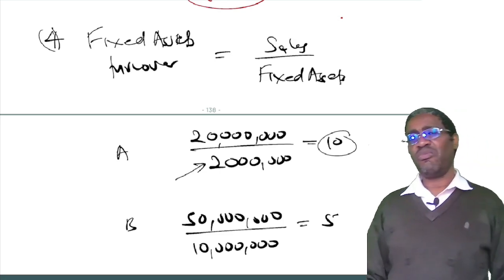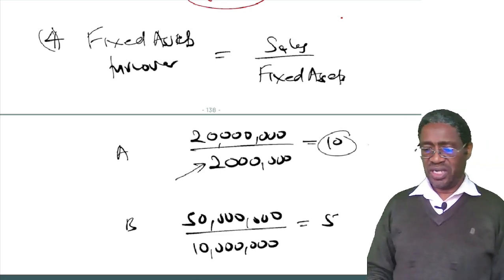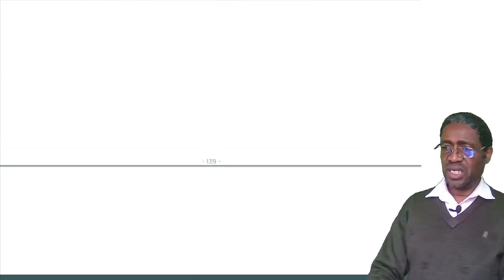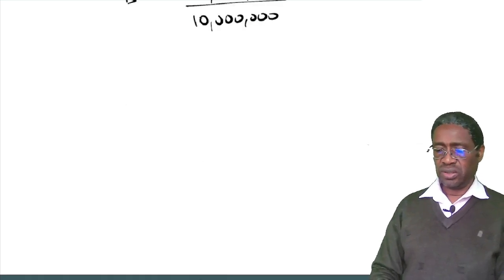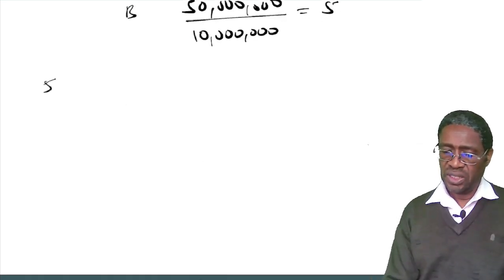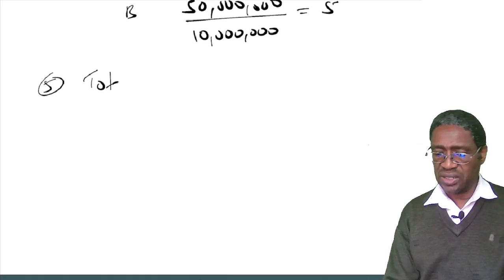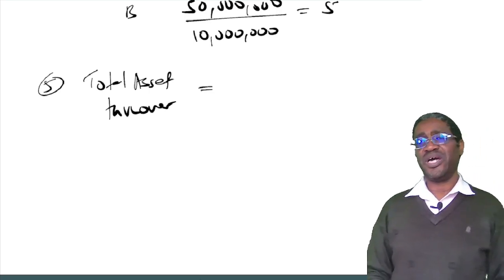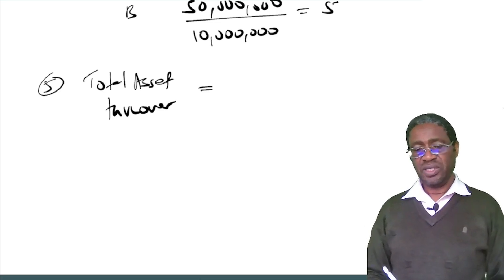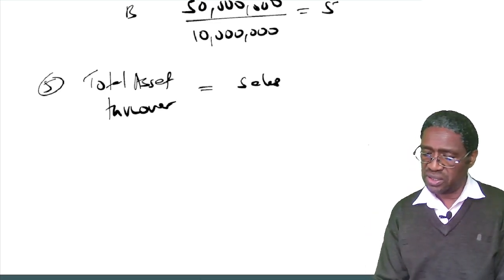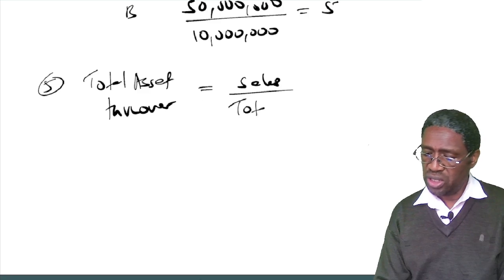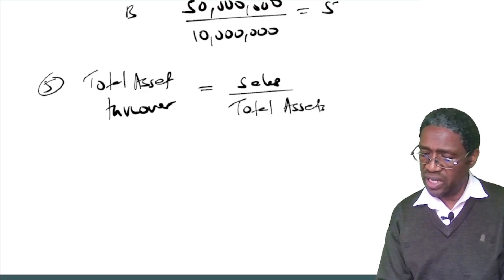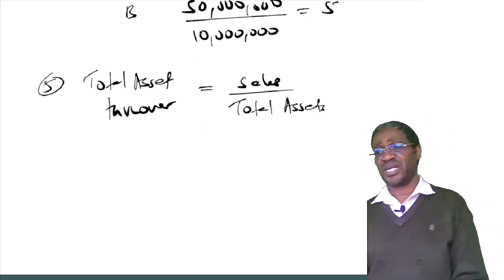Good. We now move on to number 5. Another activity ratio, number 5, is what we call total assets turnover. I think now you can give me the formula. When we say total assets turnover, it's obvious: it would be sales divided by total assets. Put down this formula. That one we don't need to interpret again.